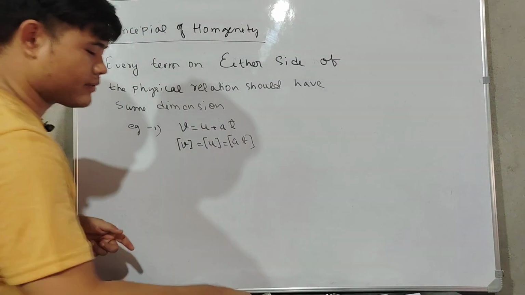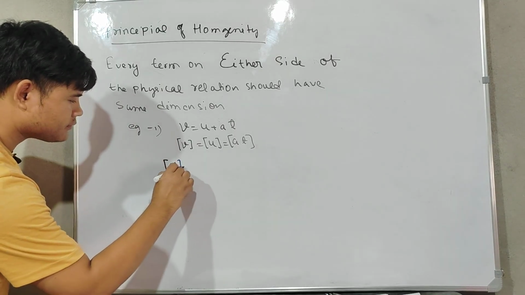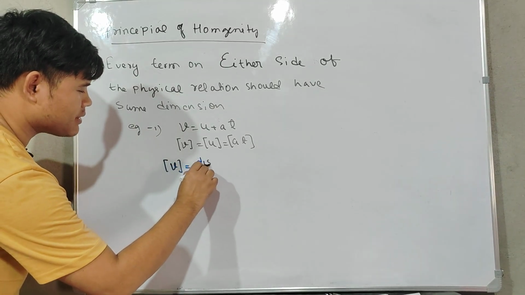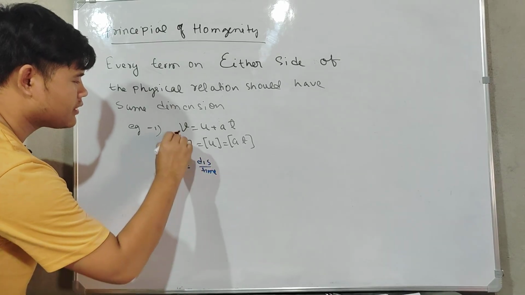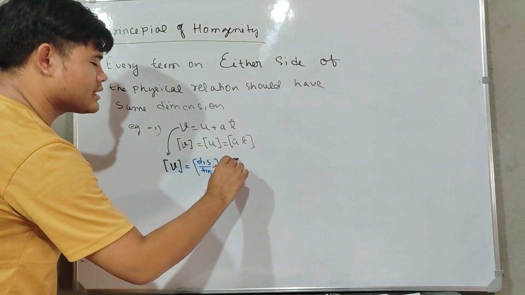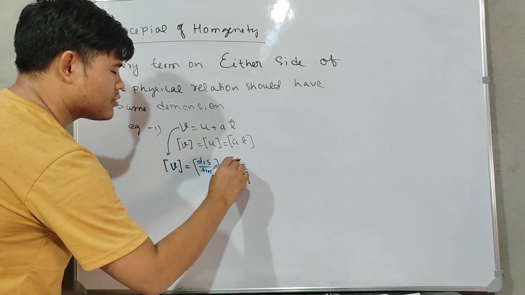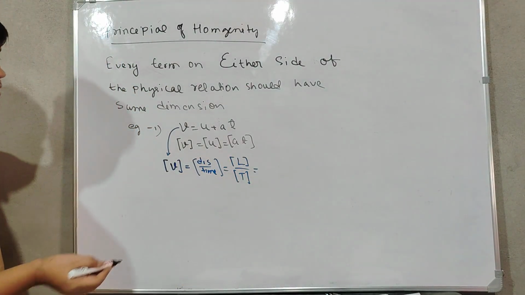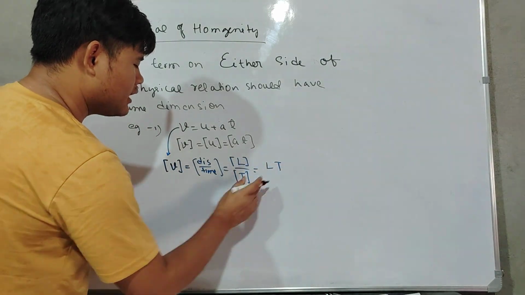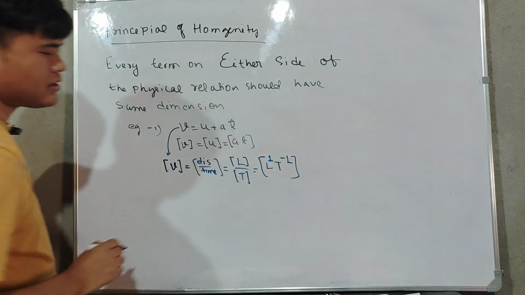So let us prove it. The dimension of v: the formula for v is displacement by time, right? So v = displacement by time. Displacement is length and time is t, and it should be written in the bracket, as we learned in our first class. So it will be [L T^-1]. When t goes up, it will have the power of minus 1. Here you can write 1 as you wish.